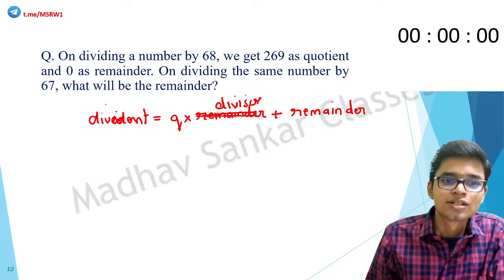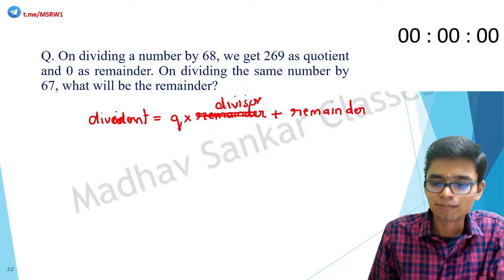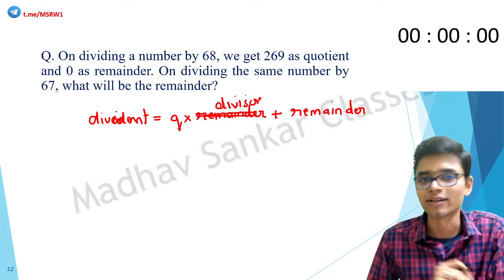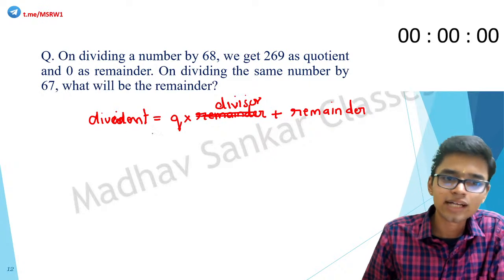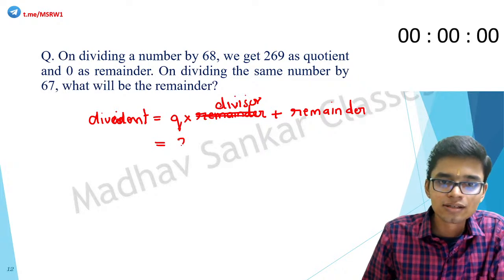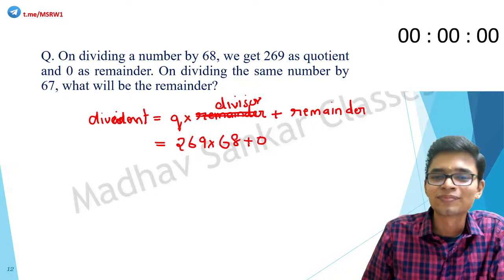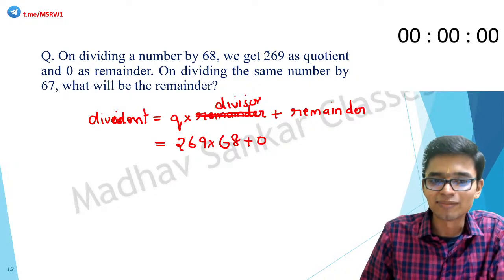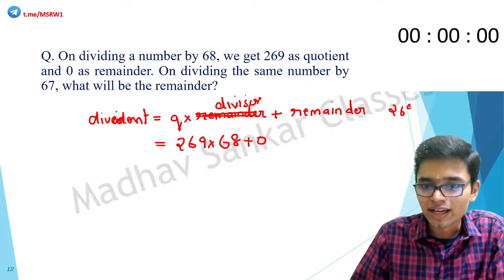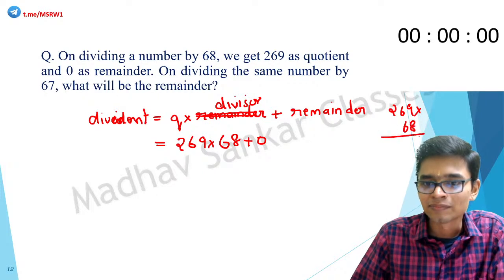On dividing a number by 68, we get 269 as quotient and 0 as remainder. So we do not know what that number is, that is the dividend. Quotient is 269, divisor is 68, and remainder is 0. Now we know what that number is: 269 into 68. Let's do it. 269 into 68.